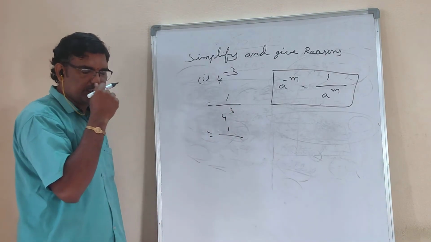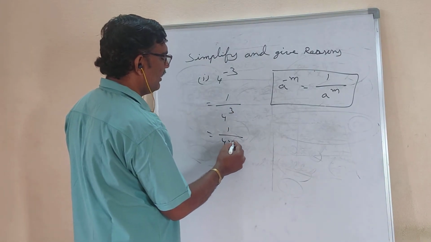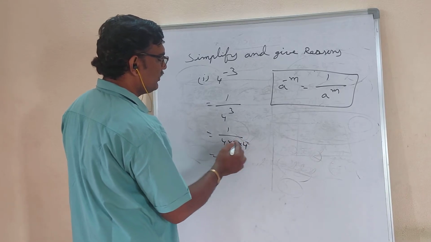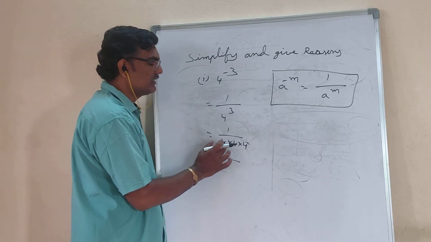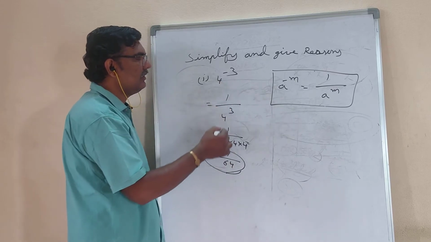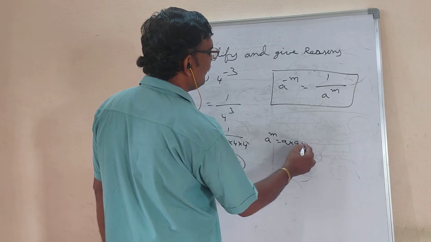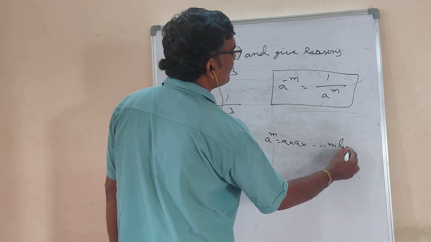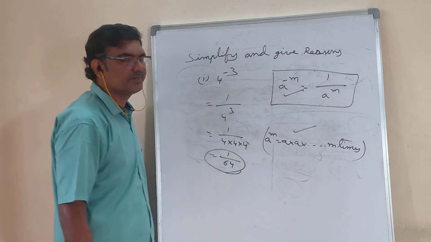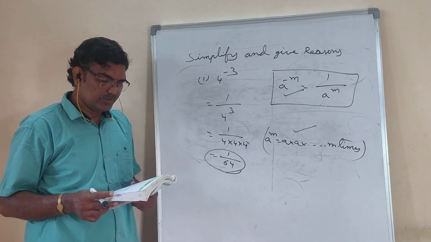I said already a cube means a into a into a. The base, you have to write power times, so I should write 4 three times. I should learn tables here. 4 4s are 16, 16 4s are 64. So here is one more formula, a power m is equal to a multiplied m times. So the reasons are this one and this one. You applied two formulae to get this simplification.